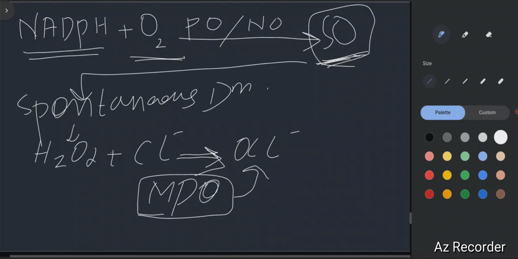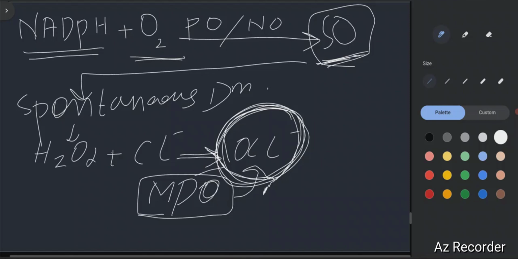Okay, and this anion over here is literally very harmful. It will destroy every piece, every chunk of antigen. This is very potent reactive oxygen species that is made by phagocytes. Okay, so there's one more thing that you need to know.